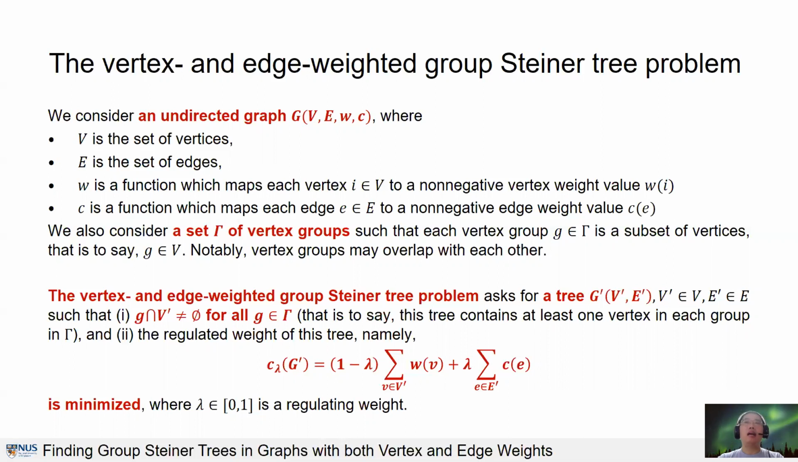The vertex and edge weighted group Steiner tree problem asks for a tree G' such that, first, this tree contains at least one vertex in each group in Γ, and two, the regulated weight of this tree, namely C_λ(G') equals (1 − λ) multiplied by the sum of vertex weights plus λ multiplied by the sum of edge weights, is minimized, where λ between 0 and 1 is a regulating weight.